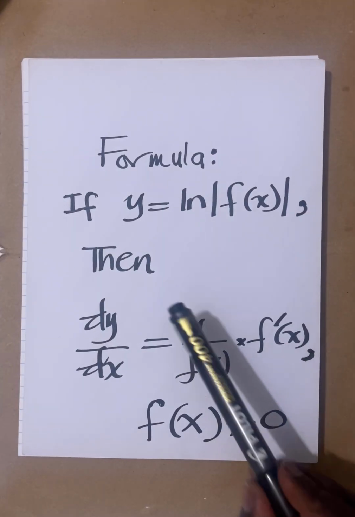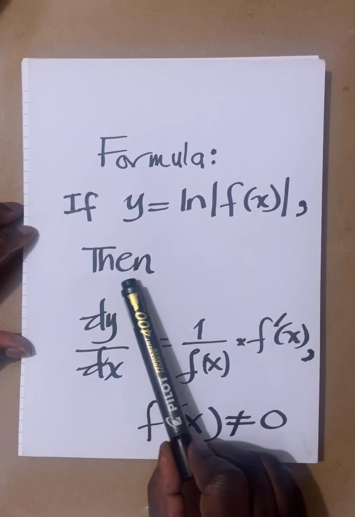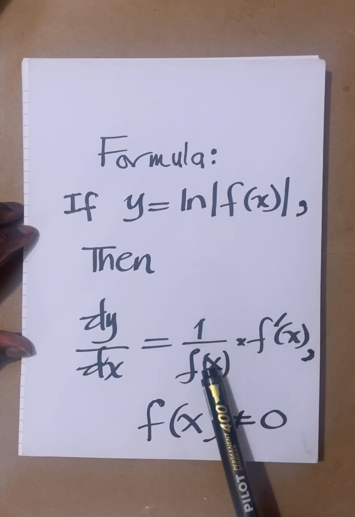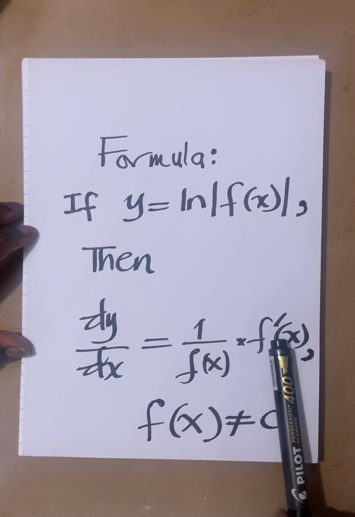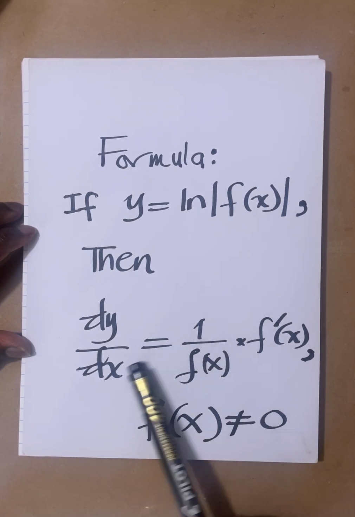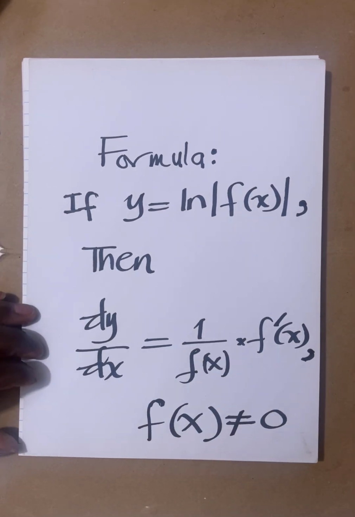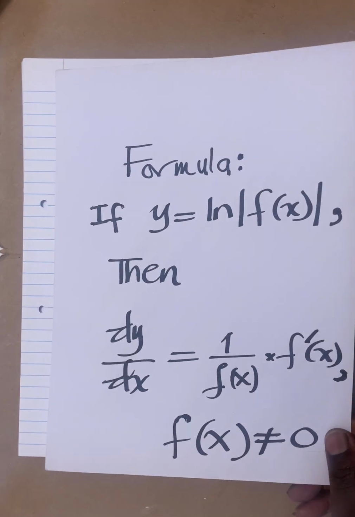So it says if y is equal to the natural log of the absolute value of f of x, then dy dx is equal to the reciprocal of the function f of x multiplied by the derivative of the function. And of course, the function should not be equal to 0 because division by 0 is undefined. Right, so let's look at the first question then. So here is the first question.